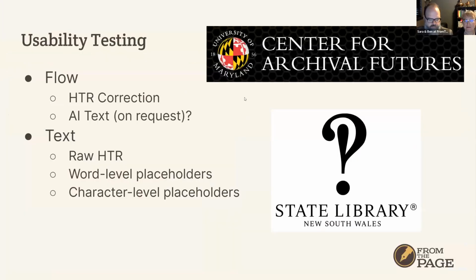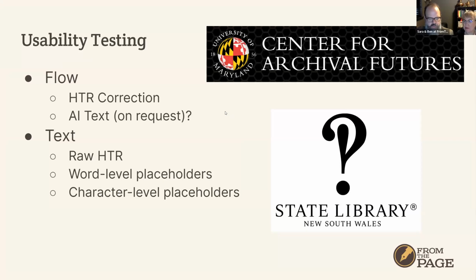So how's it going? At the moment, our friends at the State Library of New South Wales are testing the usability of this feature. In addition, we've had help from the Center for Archival Futures at the University of Maryland, and we'll talk about that in a minute. What we're testing for this, we're testing some differences in workflow. Should we start users with the HTR text and have them corrected, or should we make the AI text optional at the kind of the flow that we demonstrated earlier?